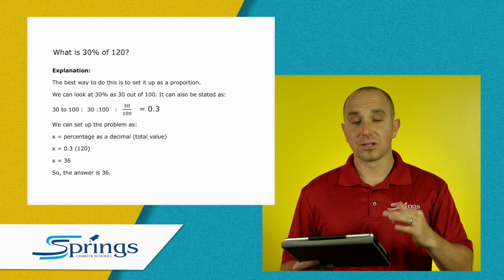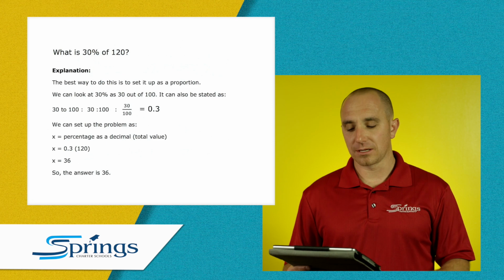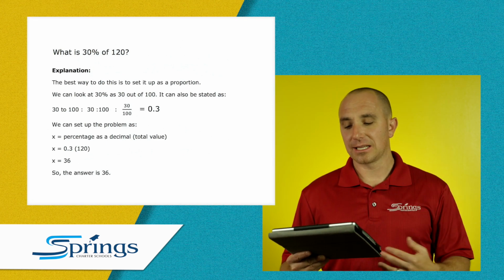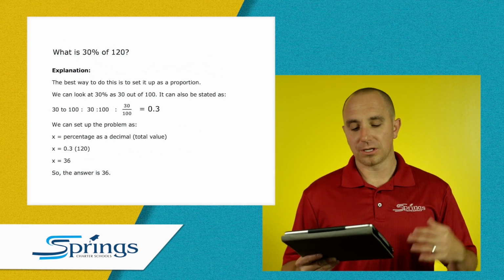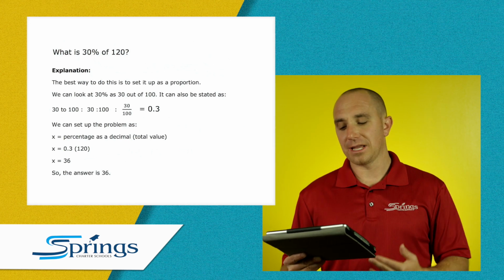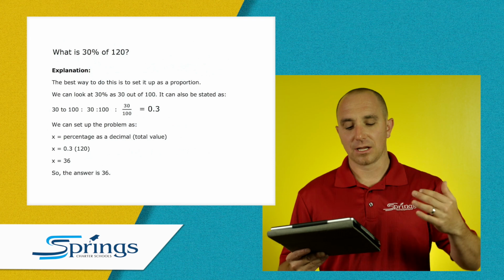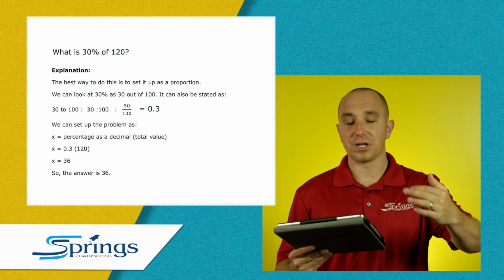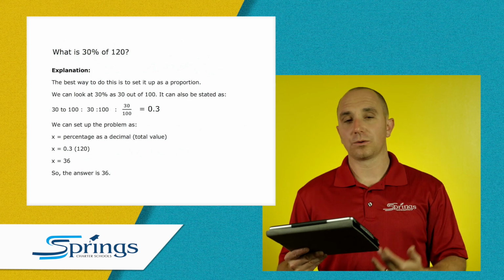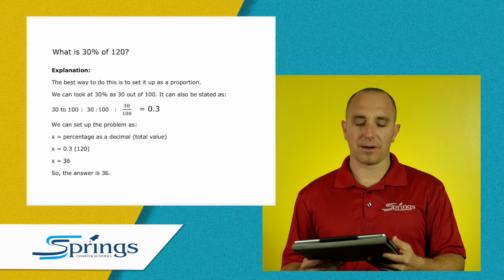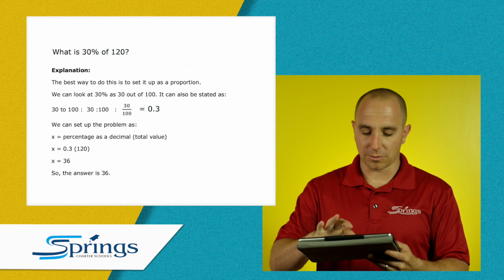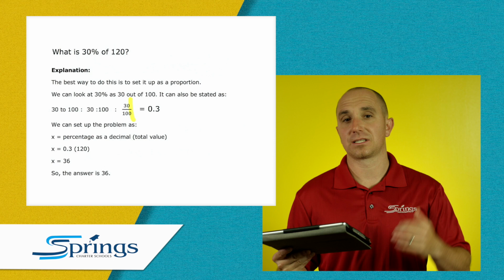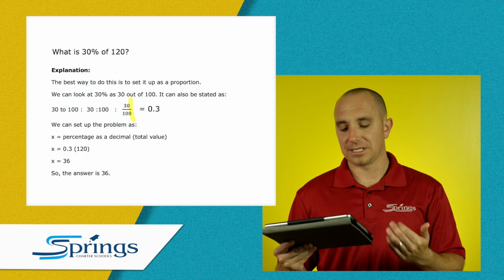Okay, so let's take a look at this example. It says, what is 30% of 120? So the best way to do this is to set it up as a proportion. So you can look at 30% as 30 out of 100. So it can be stated as 30 to 100, or 30 with the colon to 100, or 30 over 100, which is equal to 3/10. Because if you think about it, if I were to cross off those zeros, you'd have 3 over 10, which is expressed as 0.3.